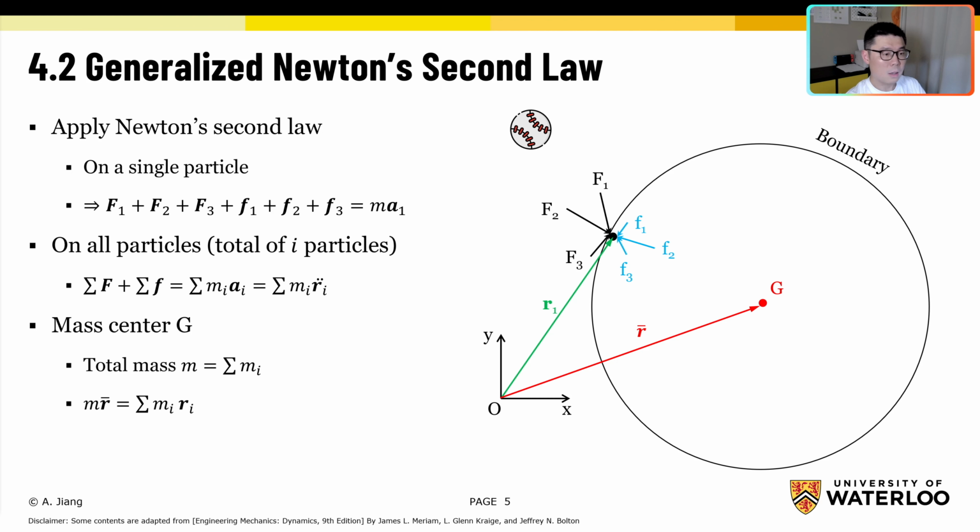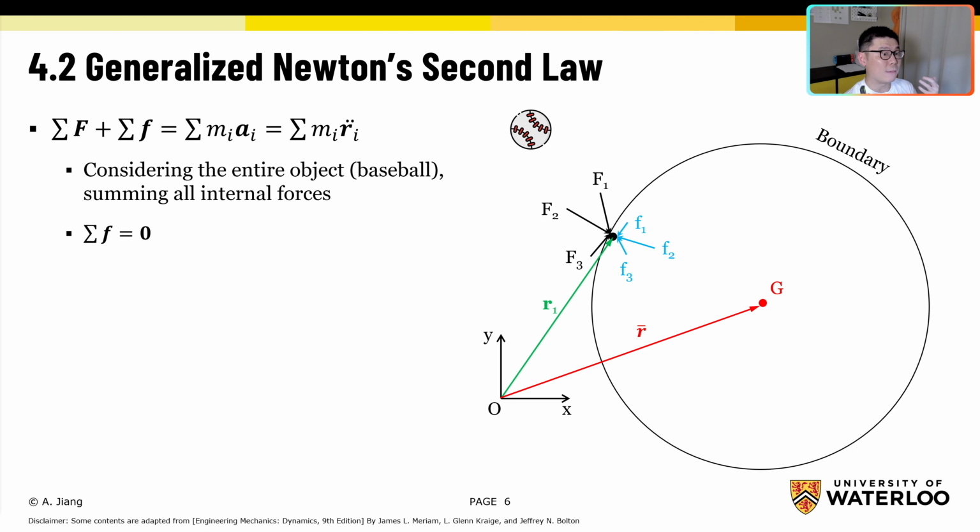Therefore, when we take the second derivative of the displacement, on the left-hand side we have M r bar second derivative. On the right-hand side, we're taking the second derivative as well. So this is the same as what we have before: the sum of m_i r_i second derivative, the summing of every individual particle, m times a, for every individual particle.